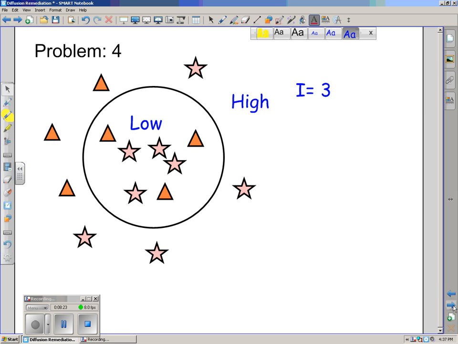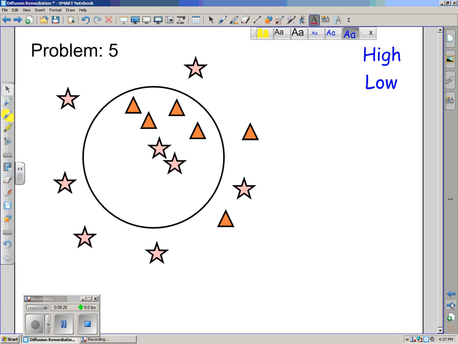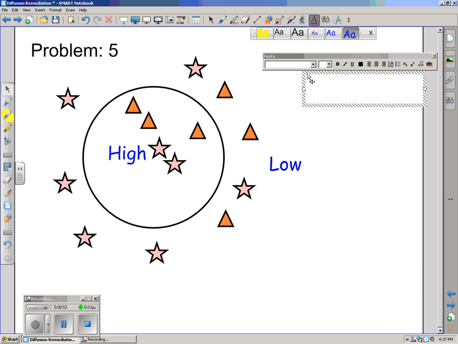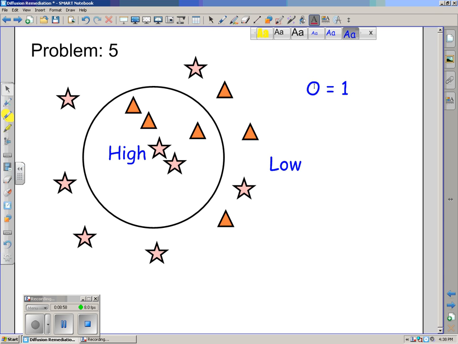Let's do this last problem together. On this one, we're going to have 2 separate answers here. Let's start with the orange molecules. There's a high on the inside, right? Because there's 1, 2, 3, 4. A low on the outside. How many do we have to move to reach equilibrium? Well, let's try 1 first. 1, 2, 3. 1, 2, 3. Hey, that works. So they went out, right? And 1 of them went. So that's the answer for our triangles.